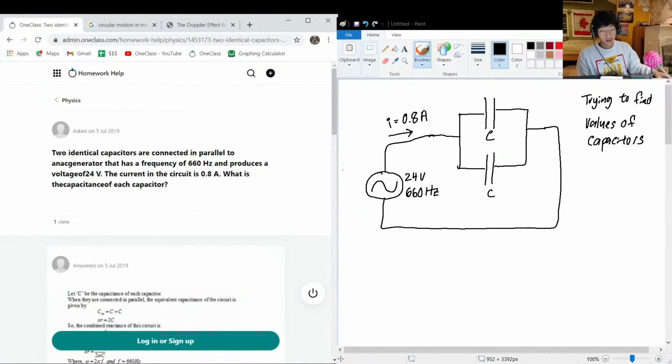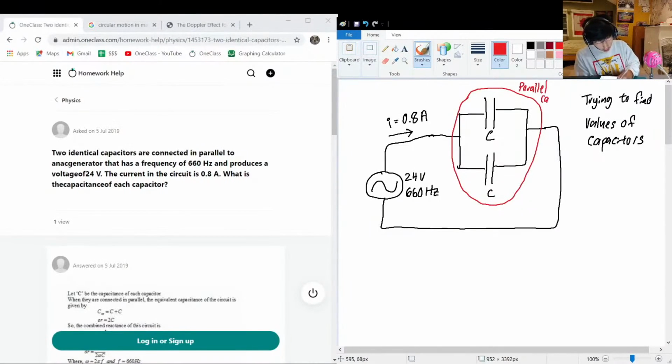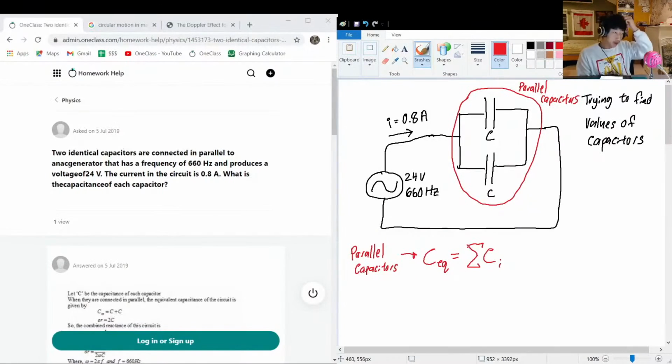Now we can make some simplifications to make our life a little bit easier. So here I've identified a situation. In this red circle we have parallel capacitors. Now, parallel capacitors, the way that you get an equivalent capacitance out of them is pretty similar to how you do series resistors or series inductors. So, for parallel capacitors, this is the equation. The equivalent capacitance is simply all the component capacitances Ci added together like this.